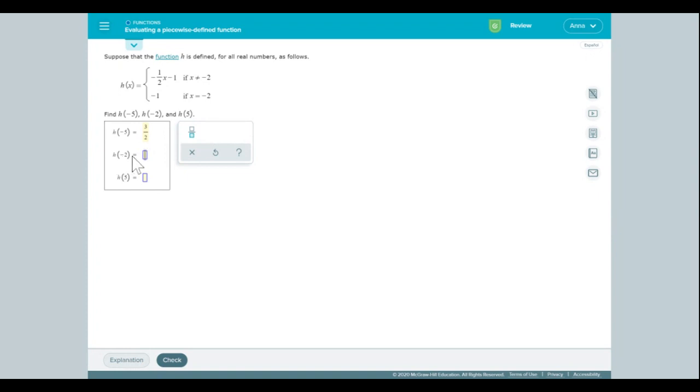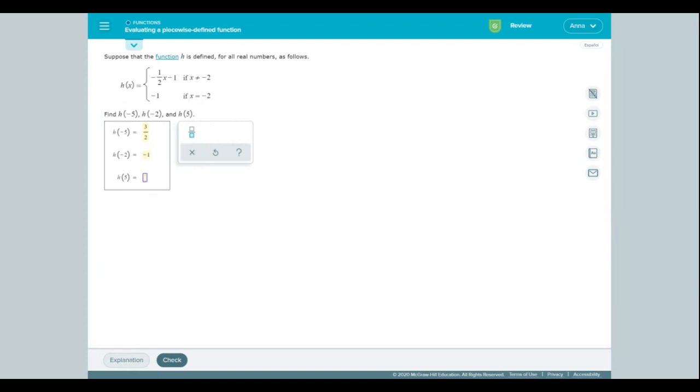Now for when x is equal to -2, that is when you use the second part of the function. Because x is equal to -2, the piecewise function is defined to be -1. So I don't actually have to solve anything there. The answer to that is just -1.